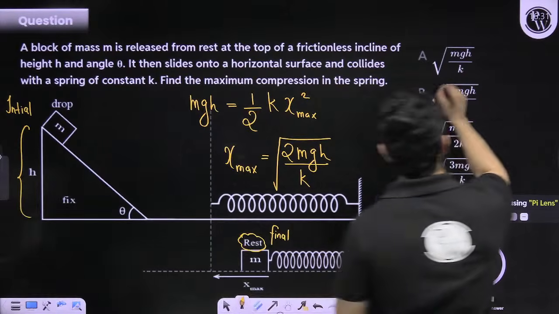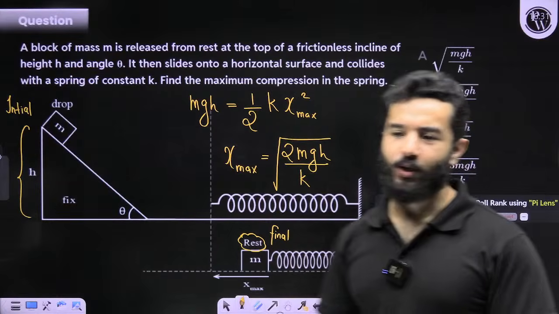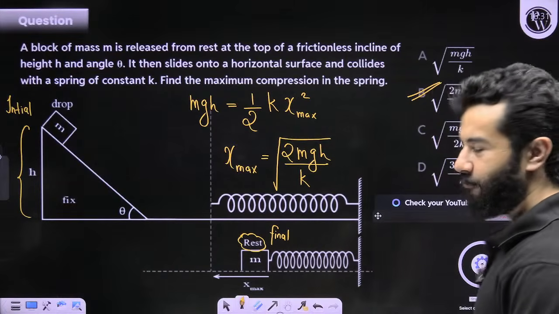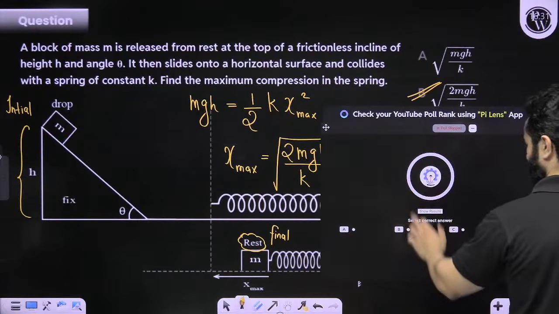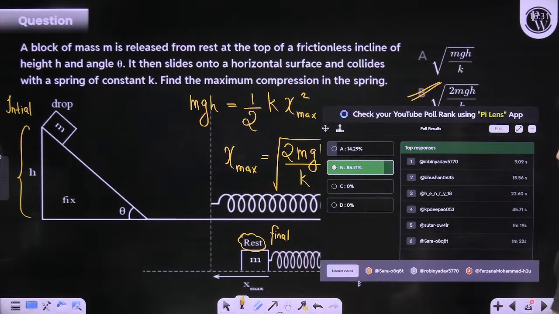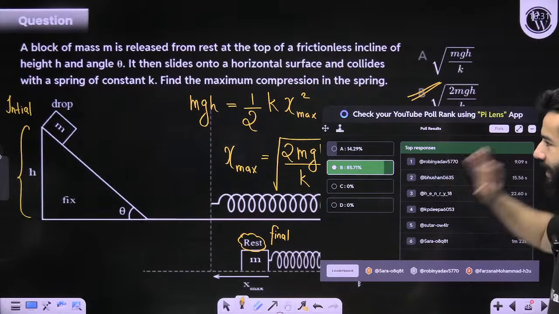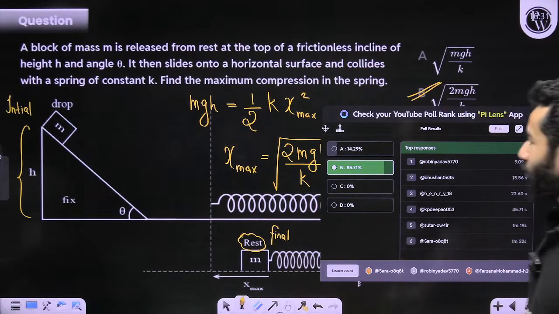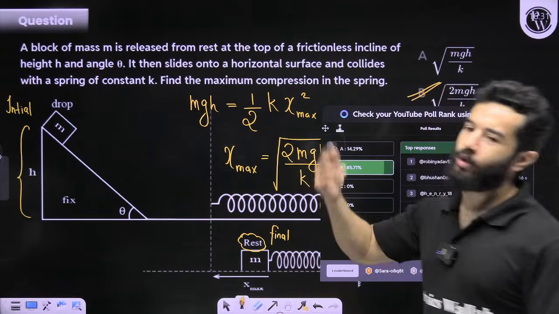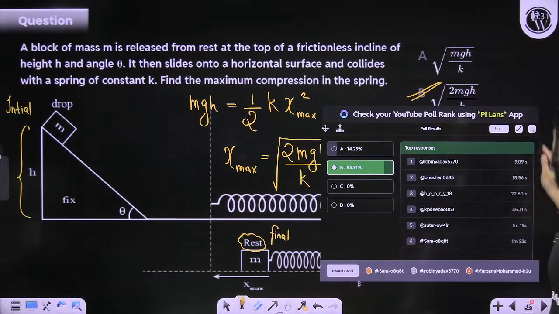Option B is correct. Very easy question. As compared to the previous problem, this is very easy. Very good. Some of you have said A, but A is not correct. Please see, because of this 2, you are going to get 2 mgh, right?